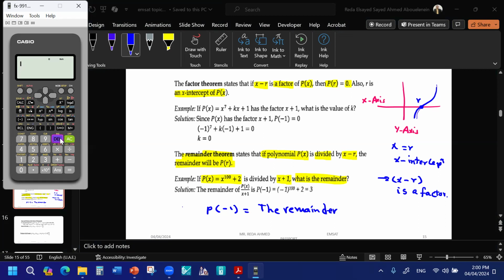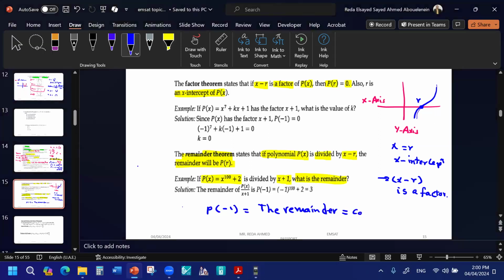Sorry, write the function here, x to the power 100 plus 2, and you can say calc -1. So the result will be 3. This will be here calc -1 will be 3. So this is the remainder of the function.